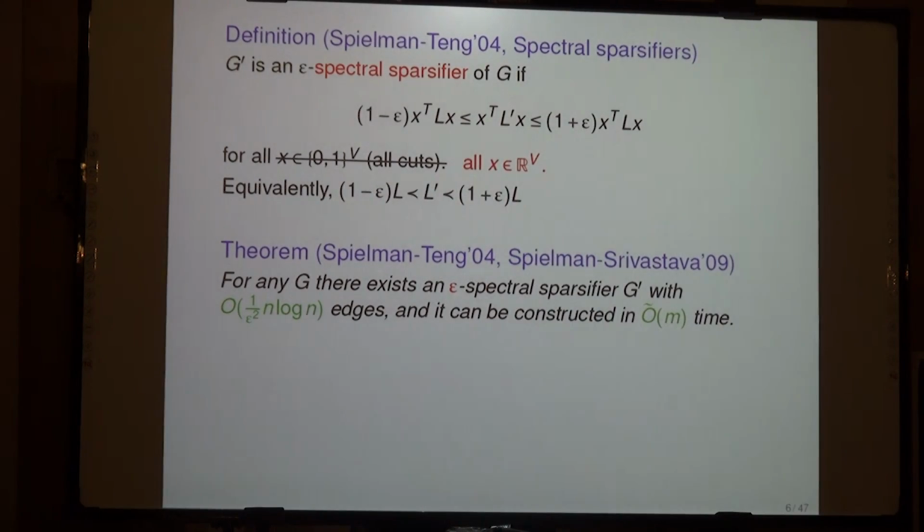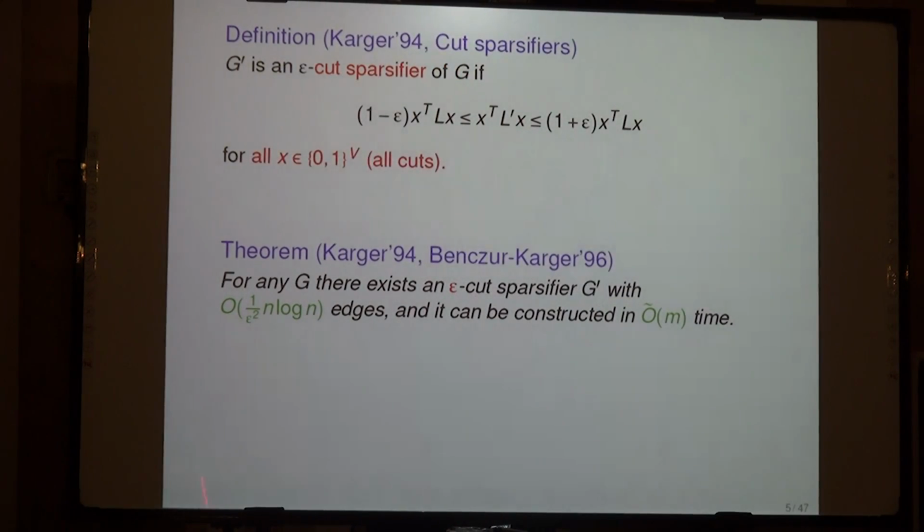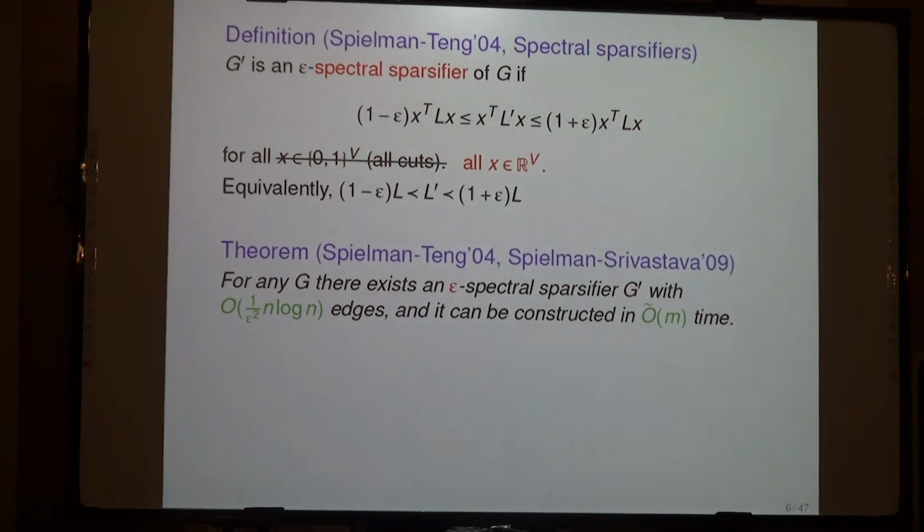Okay. What was the difference again between this definition and the previous one? The difference is for which set of x I want this to hold. So I'm looking at two quadratic forms, L and L prime, and I'm evaluating them on a set of vectors x. In the first case, I just want to ensure that all cuts are approximated. So I evaluate them only on 0, 1 vectors, right? And this is what it means to be a cut sparsifier. Here, I'm saying, let me compare the quadratic forms. I'll require something much stronger. I'll require them to be close multiplicatively on all real x.